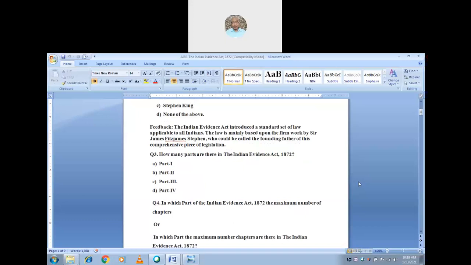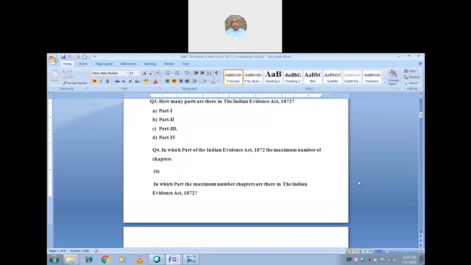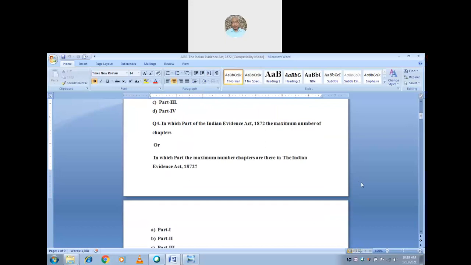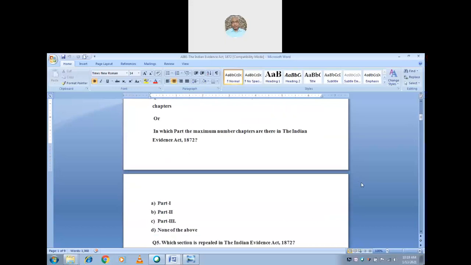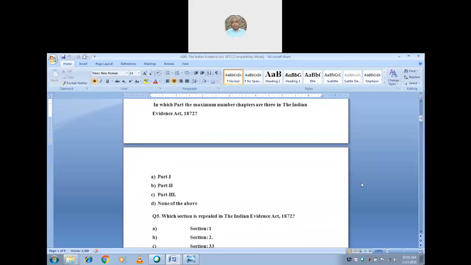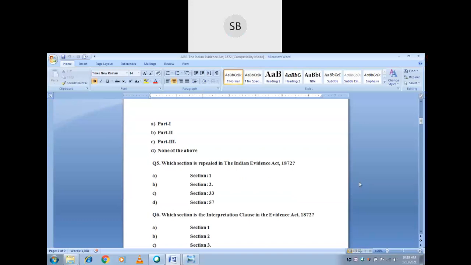The third question goes this way. How many parts are there in the Indian Evidence Act 1872? Part 3, C is the right answer. In which part of the Indian Evidence Act 1872 is the maximum number of chapters? Part 1, part 2, part 3. Part 3, sir. It is absolutely C. A very good answer.